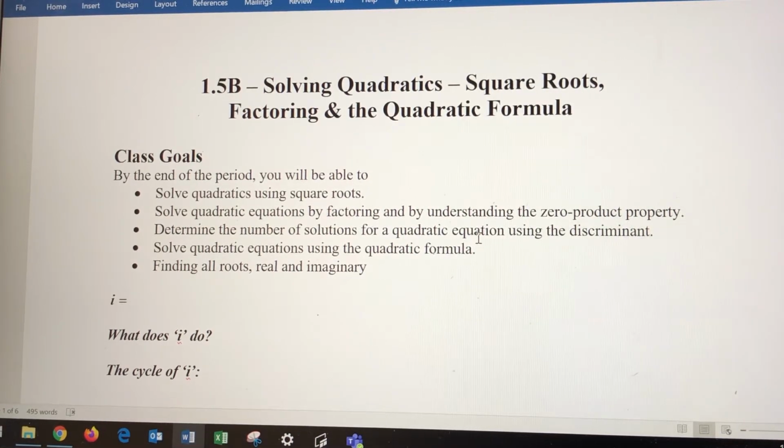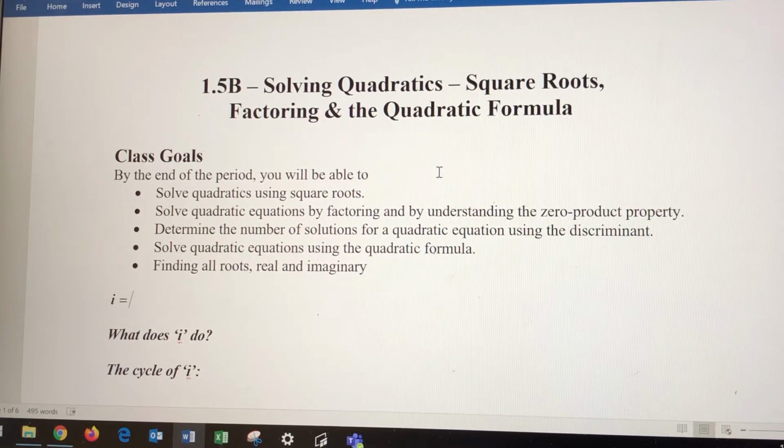Right, over the course of the next few videos, we're going to go over solving quadratic equations, okay? We're going to use the square root method, the factoring method, and the quadratic formula, and then in a later set of notes, we're going to go over using completing the square to solve quadratics, okay?